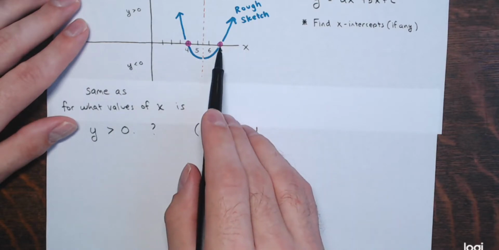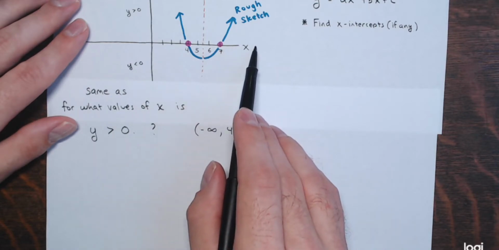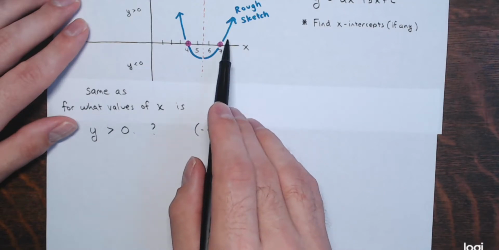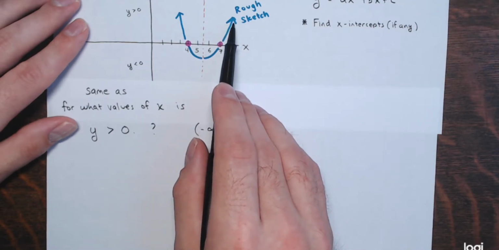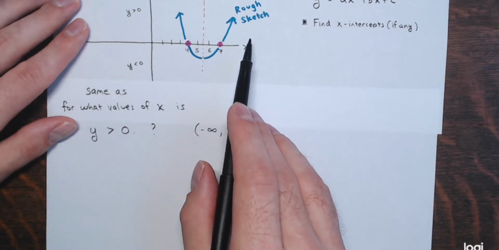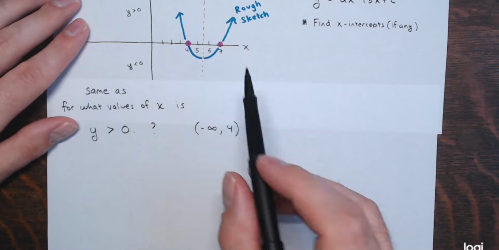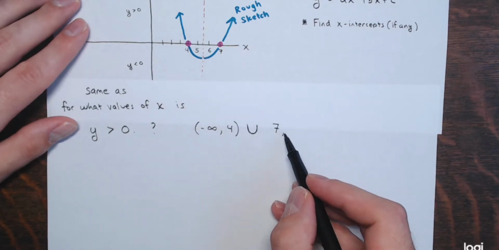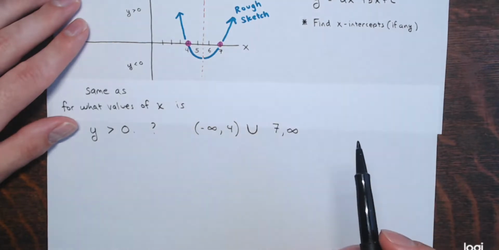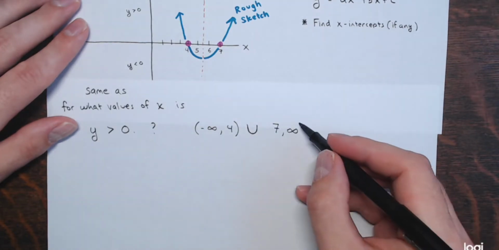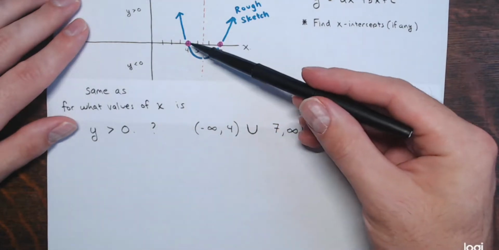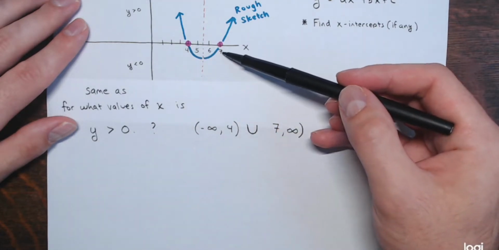And then from 7 onward, 7, 8, 9, 10, and so on, from 7 up, the graph is above the x-axis, meaning the y values are greater than 0, or the value of x squared minus 11x plus 28 is greater than 0. So from 7 to positive infinity, the outputs are positive. Always parentheses on infinities. And then just like 4, 7 itself is not a solution.